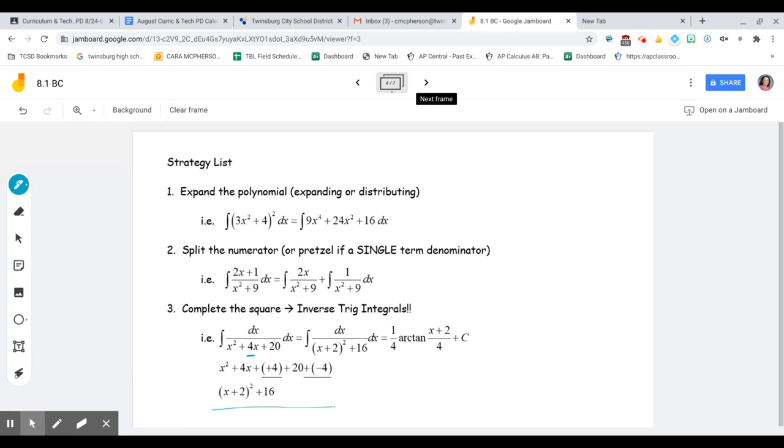You can see all my work down here. So that means I have 16 left over, and I let u be my variable piece that was being squared. A is my numeric piece that's being squared, and I get an arctangent. That one is really specific just to that situation.